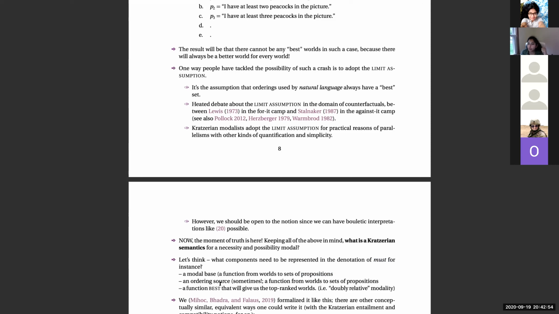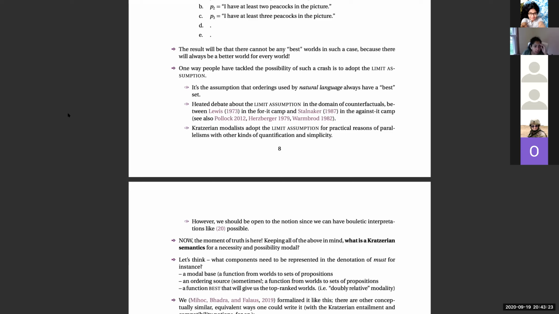An ordering source, sometimes you need it. We'll see what happens when you don't need it. It's also a function from worlds to sets of propositions. And you have a function best that gives you the top ranked worlds. And this is how you get a doubly relative modality, right? So best is looking at both the modal base and the ordering source and giving you the top ranked worlds that exist in the modal base as ranked by the ordering source.